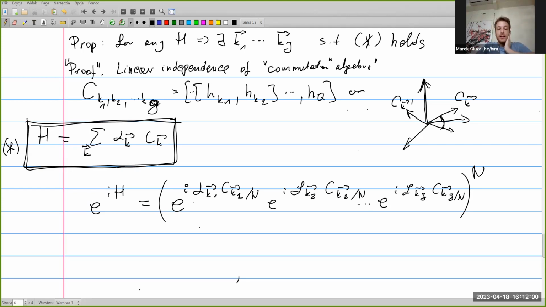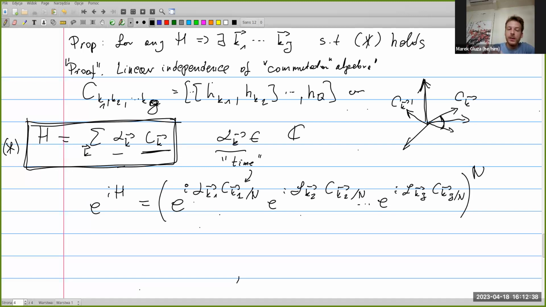Why is linear independence important? It's because I have basis vectors. I have some coefficients alpha k, which, I think in general, have to be complex. We have those numbers that are just coefficients. They play the role of the time of an evolution under this kind of interaction, and then we keep changing this interaction as we go.